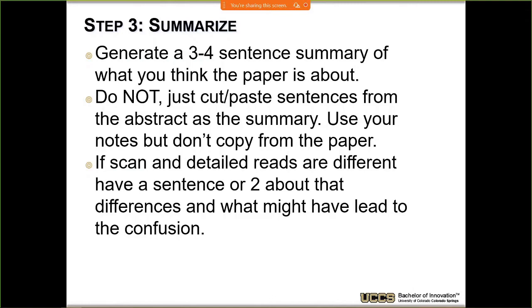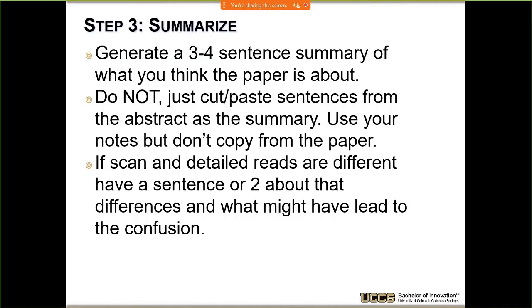If the scan and detailed reads are very different, so if your scan suggested one thing and your detailed read actually found something completely different, put a couple of sentences in there about what might have led to the confusion. I thought this paper was about this, but this made me see it was about that, and therefore it was disconnected. Because you're really helping them understand their story.